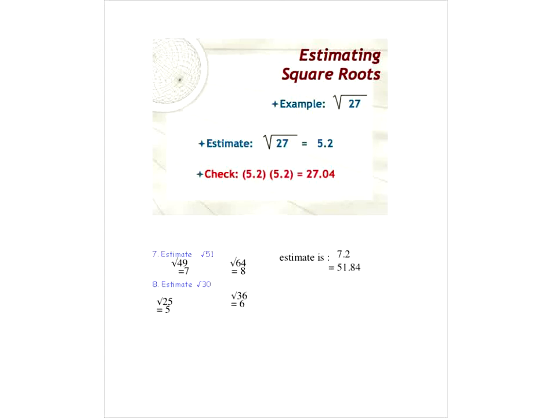So if the square root of 25 is 5 and the square root of 36 is 6, our answer is probably going to be somewhere around 5.5. And if we multiply 5.5 times 5.5, we get 30.25. So again, that proves that the method works, right? Okay? So that's how we estimate square roots of non-perfect squares.